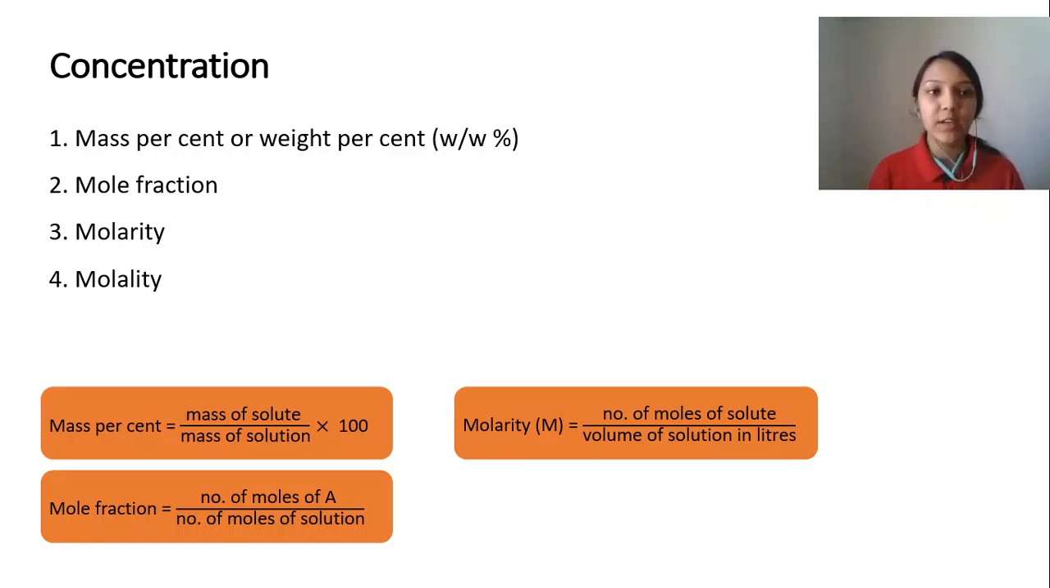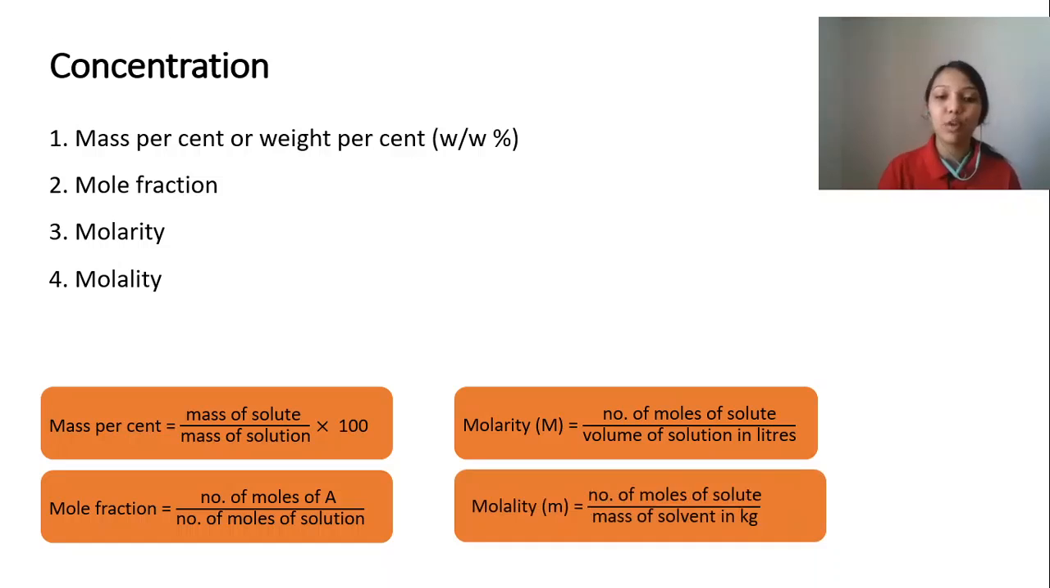Next, molarity. Molarity is a very important calculation which we will be doing very frequently. Molarity is the number of moles of the solute present in 1 liter of the solution. So molarity equals the number of moles of solute divided by the volume of solution in liters. Next is molality. Molality is the number of moles of solute per kg of the solvent. So it is the number of moles of solute divided by the mass of the solvent in kg.